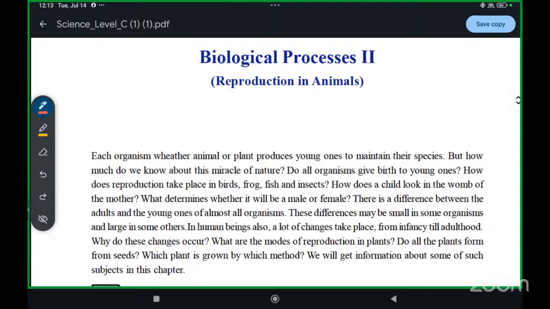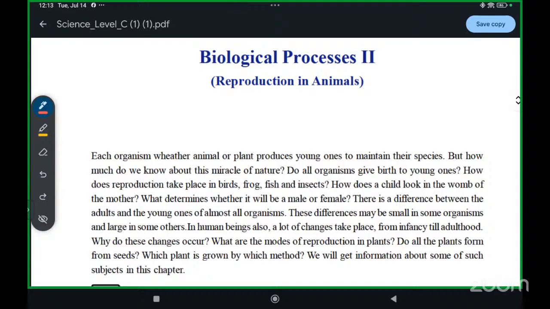There is a difference between adults and the young ones of almost all organisms. Now we know that a process called reproduction takes place for the species to carry on. For the species to carry on living, they give birth to young ones, then they grow up, then they give birth to young ones again.